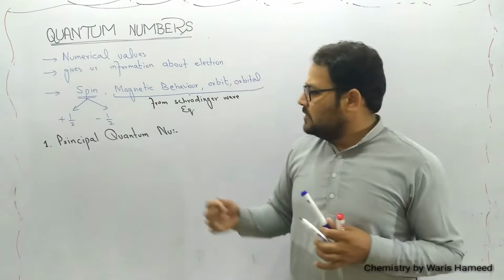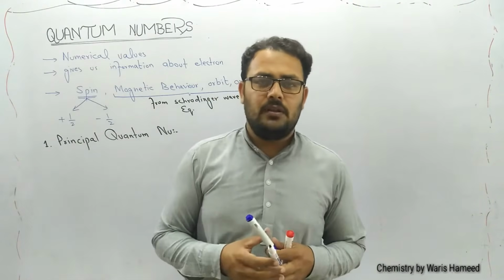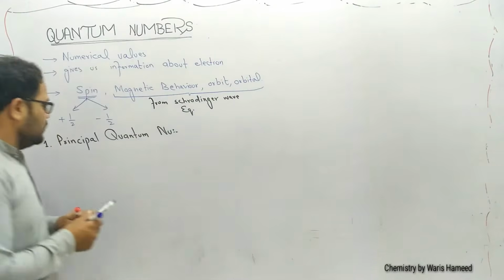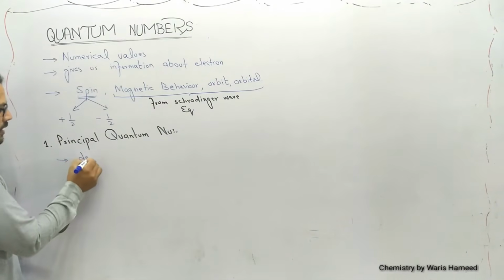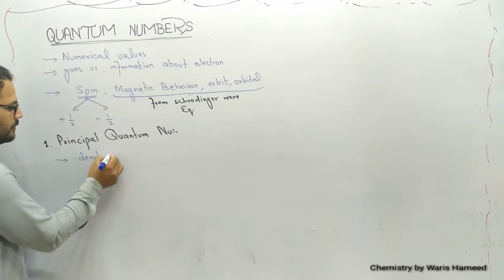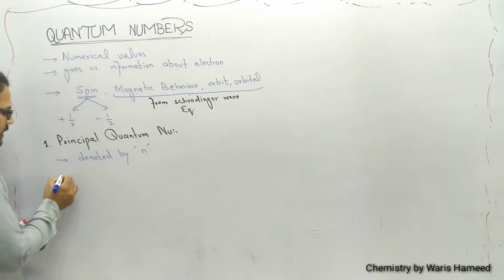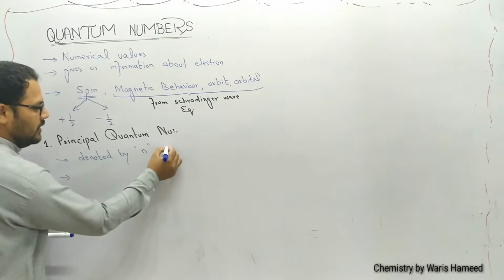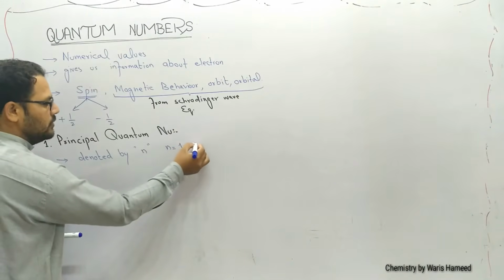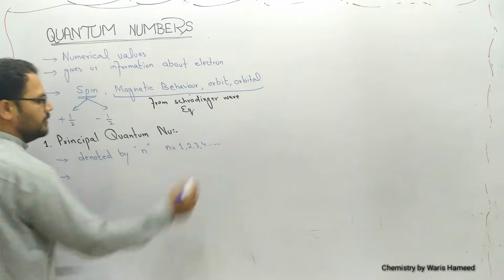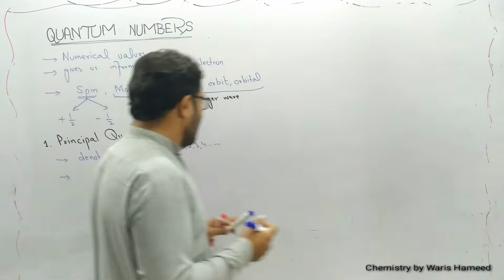First of all, the principal quantum number was used by Bohr in the Bohr atomic model, and we denote the principal quantum number by small n, and its value may be 1 onward, 1, 2, 3, 4 and so on, depending upon the number of shells in an atom.